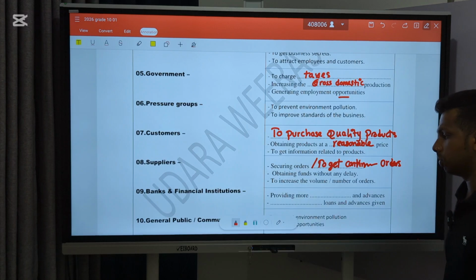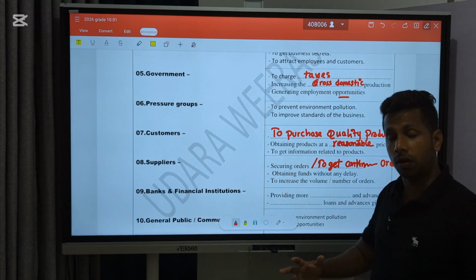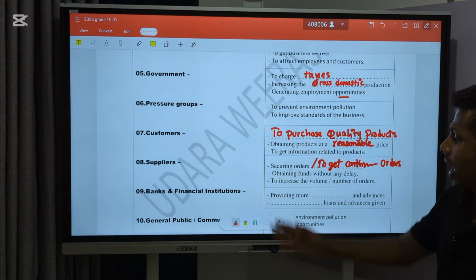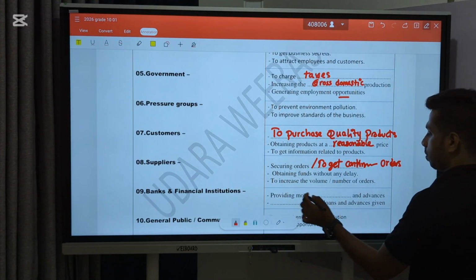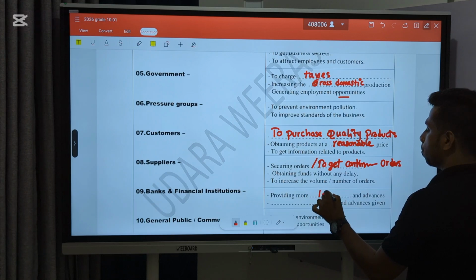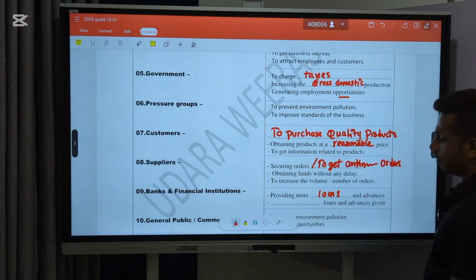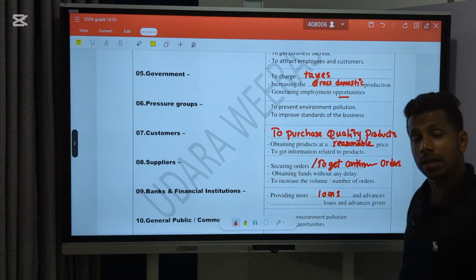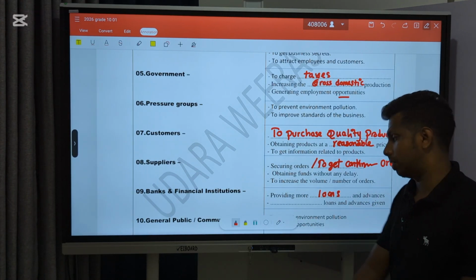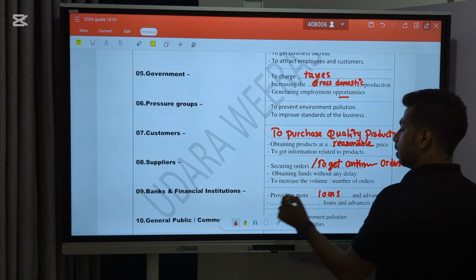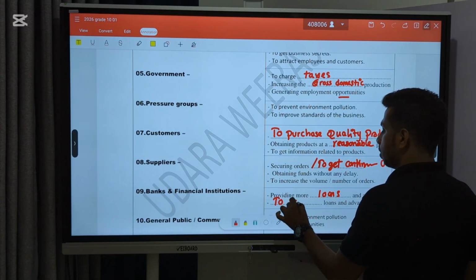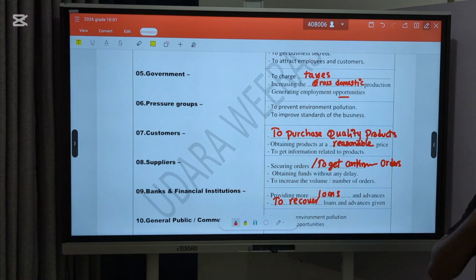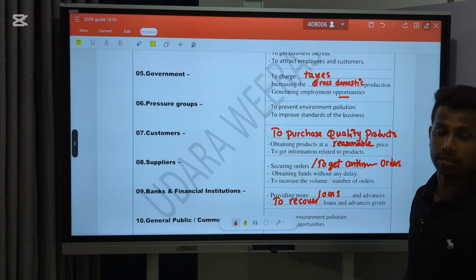Banks and financial institutes: BOC, Bank of Ceylon, People's Bank, HSBC, and all other banks, Commercial Bank. They have an interest in the business to provide loans, providing more loans and advances, right? As well as recovery of loans also another reason to have an interest in the business. Complete the blank here, to recover loans and advances given, also another reason to have an interest in the business.